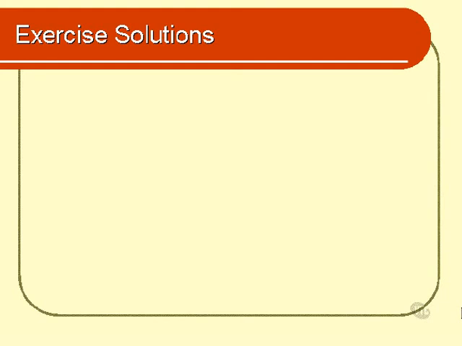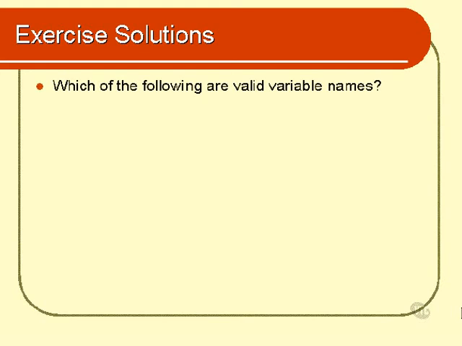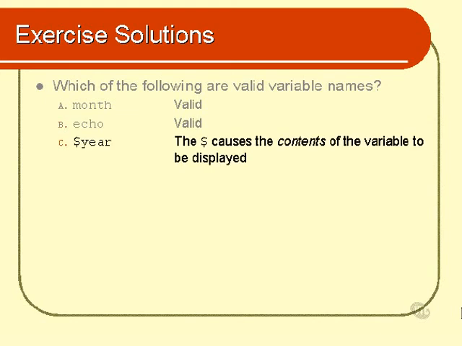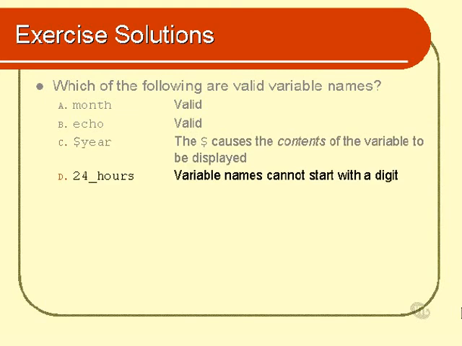Let's do the variable names exercise first. Which of the following are valid variable names? Well, month was perfectly valid. Interestingly, so was echo. It is perfectly okay to have a variable name that is the same as a Unix command. Now, this was not valid because if you put the $ sign in there, that refers to the contents of the variable to be displayed, or variable substitution. It is not a variable name.